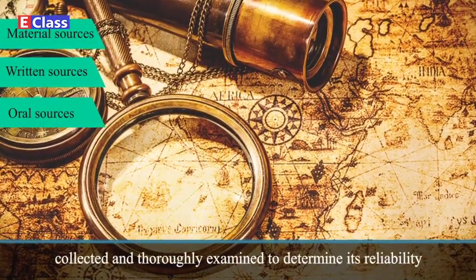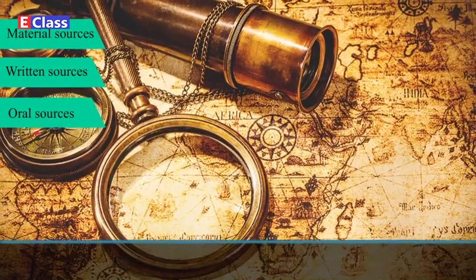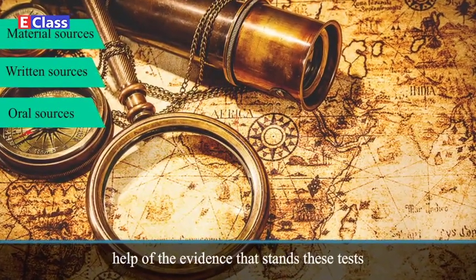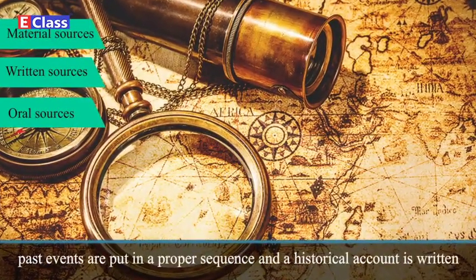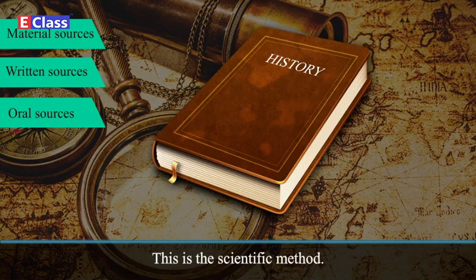In order to find out what happened in the past and how it happened, evidence available from all these sources is collected and thoroughly examined to determine its reliability. With the help of the evidence that stands these tests, past events are put in the proper sequence and a historical account is written. This is the scientific method.